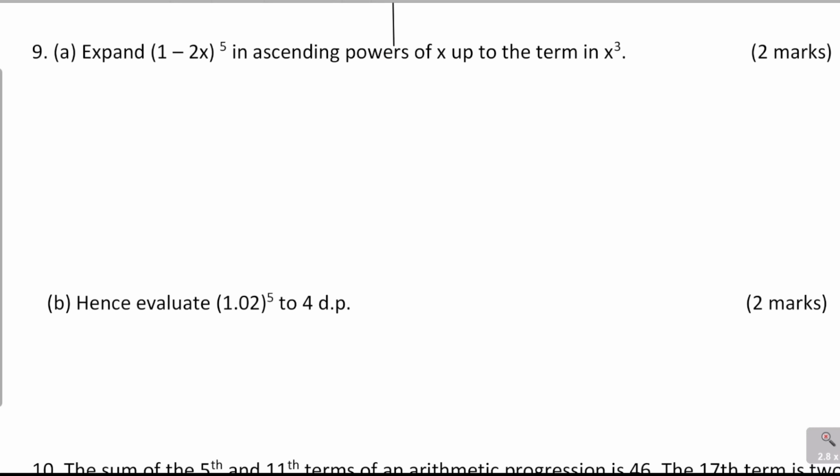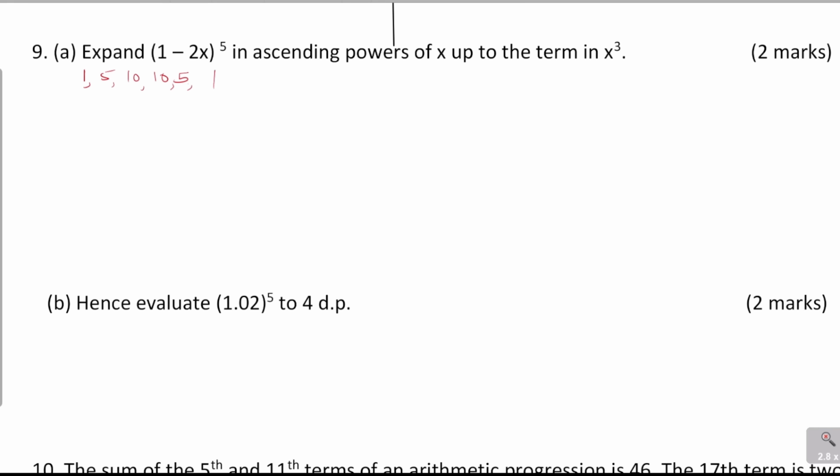Question 9, part A. Expand (1 minus 2x) to power 5 in ascending powers of x up to the term in x cubed. So the first thing is getting the coefficients of power 5 from Pascal's triangle. The coefficients of power 5 are 1, 5, 10, 10, 5, and 1. So those are the coefficients.